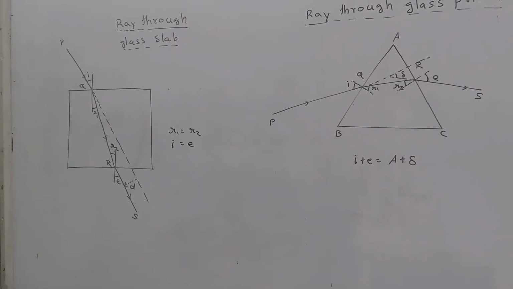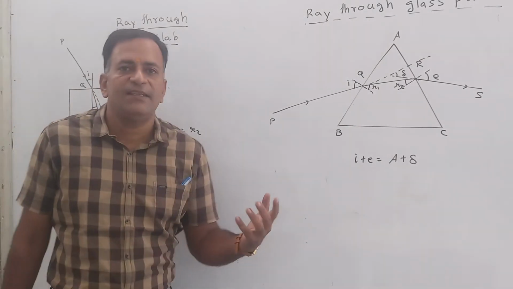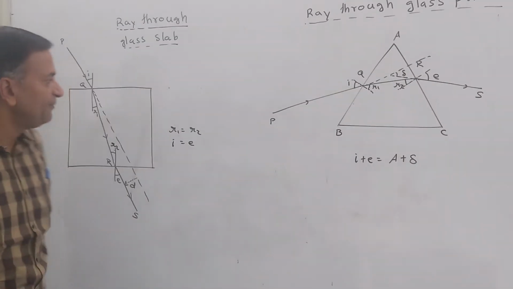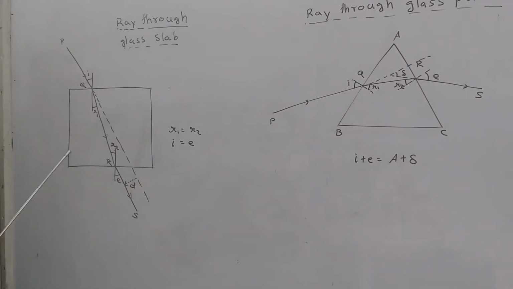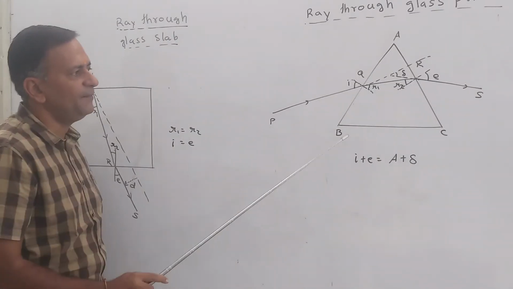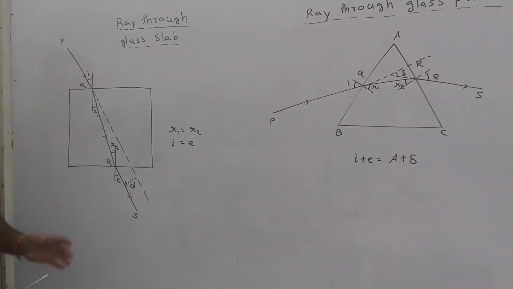Today we will learn a little more about the refraction of light, and we will take two different things over here. One is a rectangular glass slab and the other is a glass prism. So what is so special about the light when it passes through a rectangular glass slab? Let us see this.